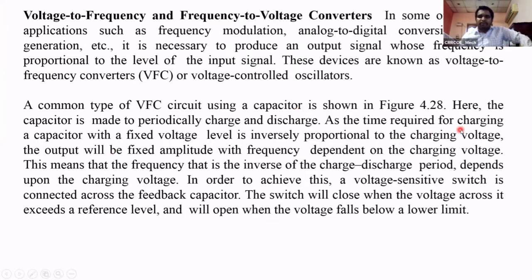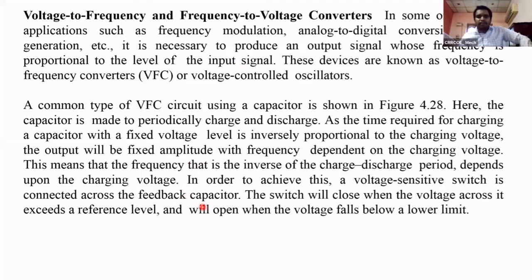The time required for charging a capacitor with a fixed voltage level is inversely proportional to the charging voltage, and the frequency depends on the charging voltage. Based on this discharging and charging time of the capacitor, we can convert the frequency of the input signal with the help of this voltage to frequency converter.